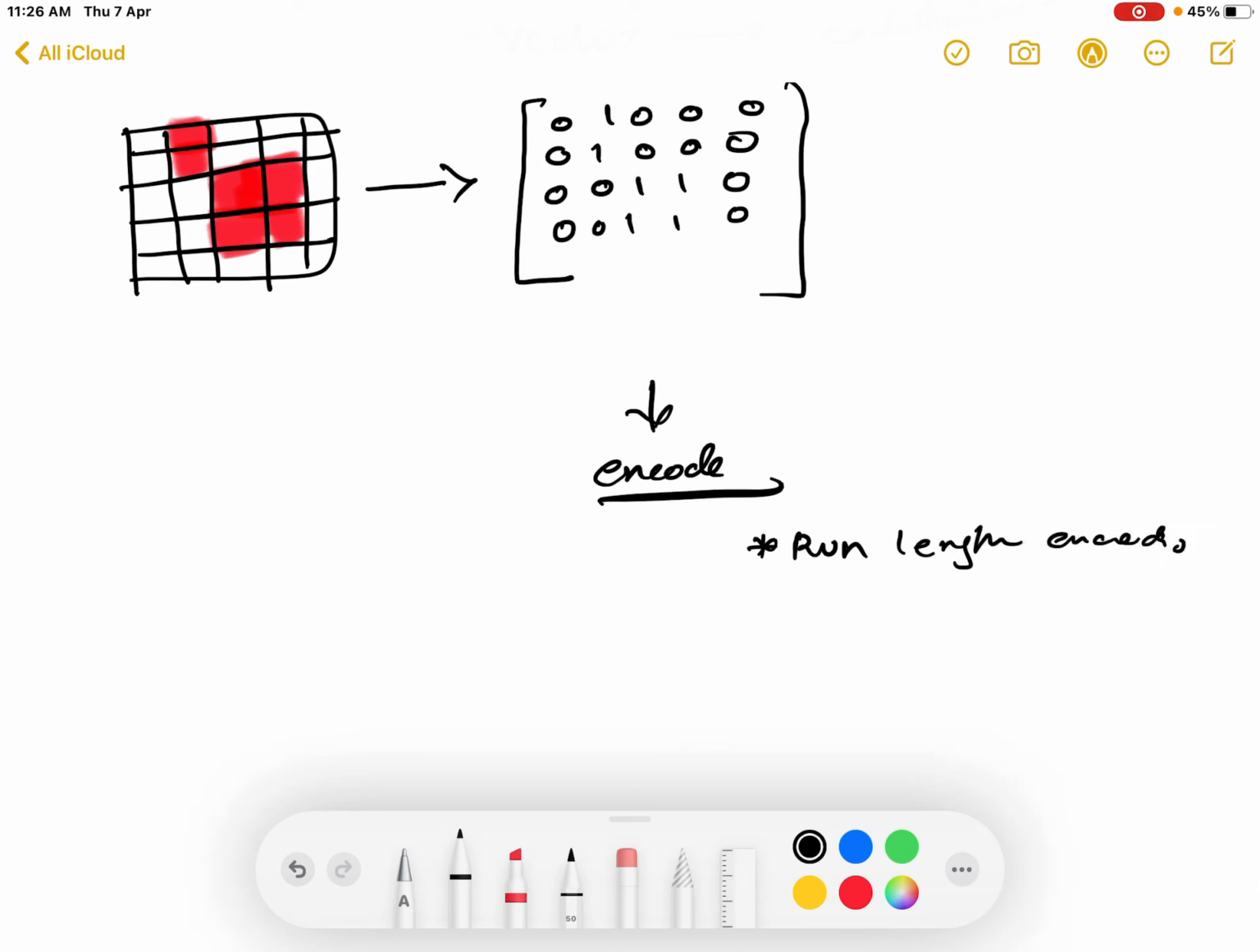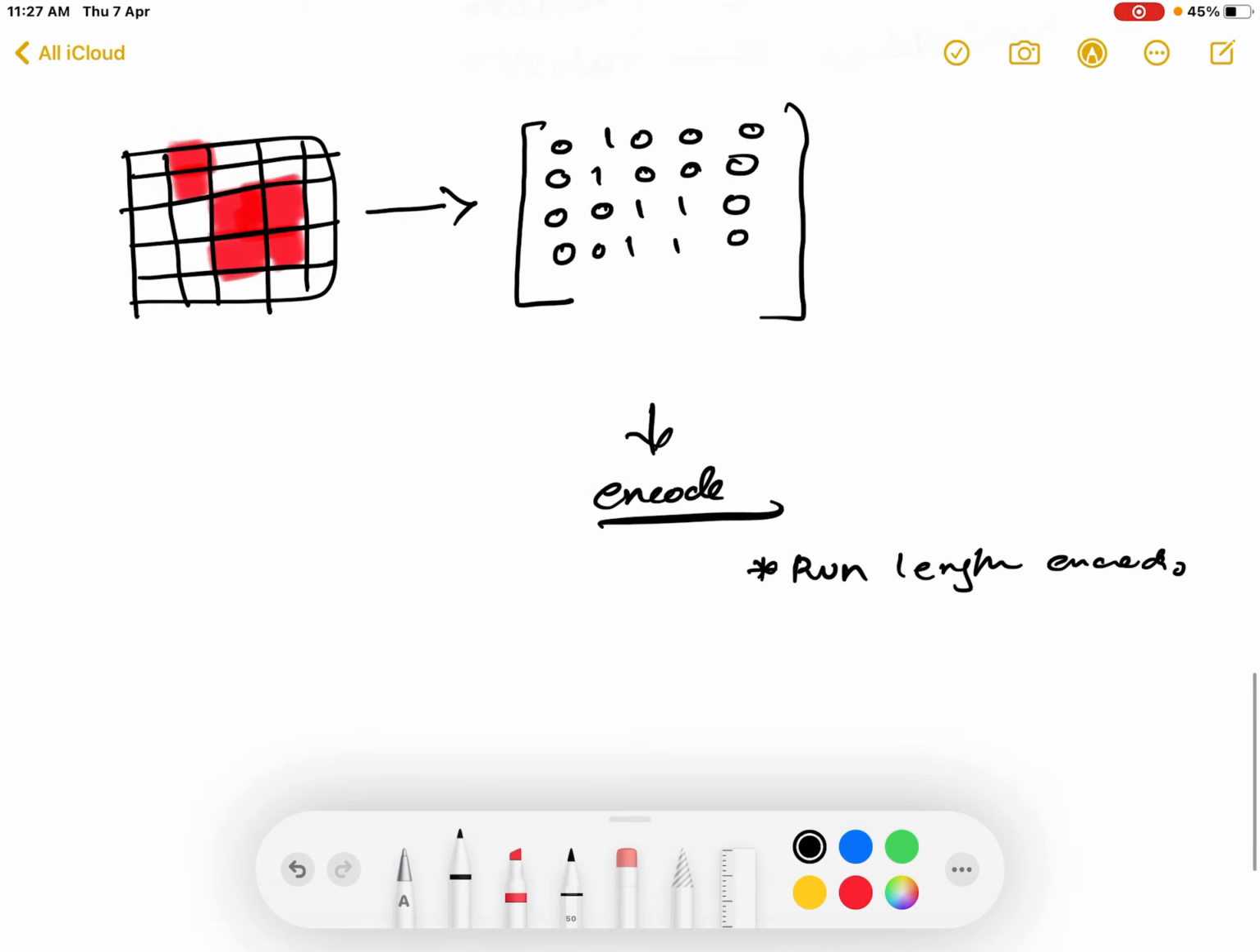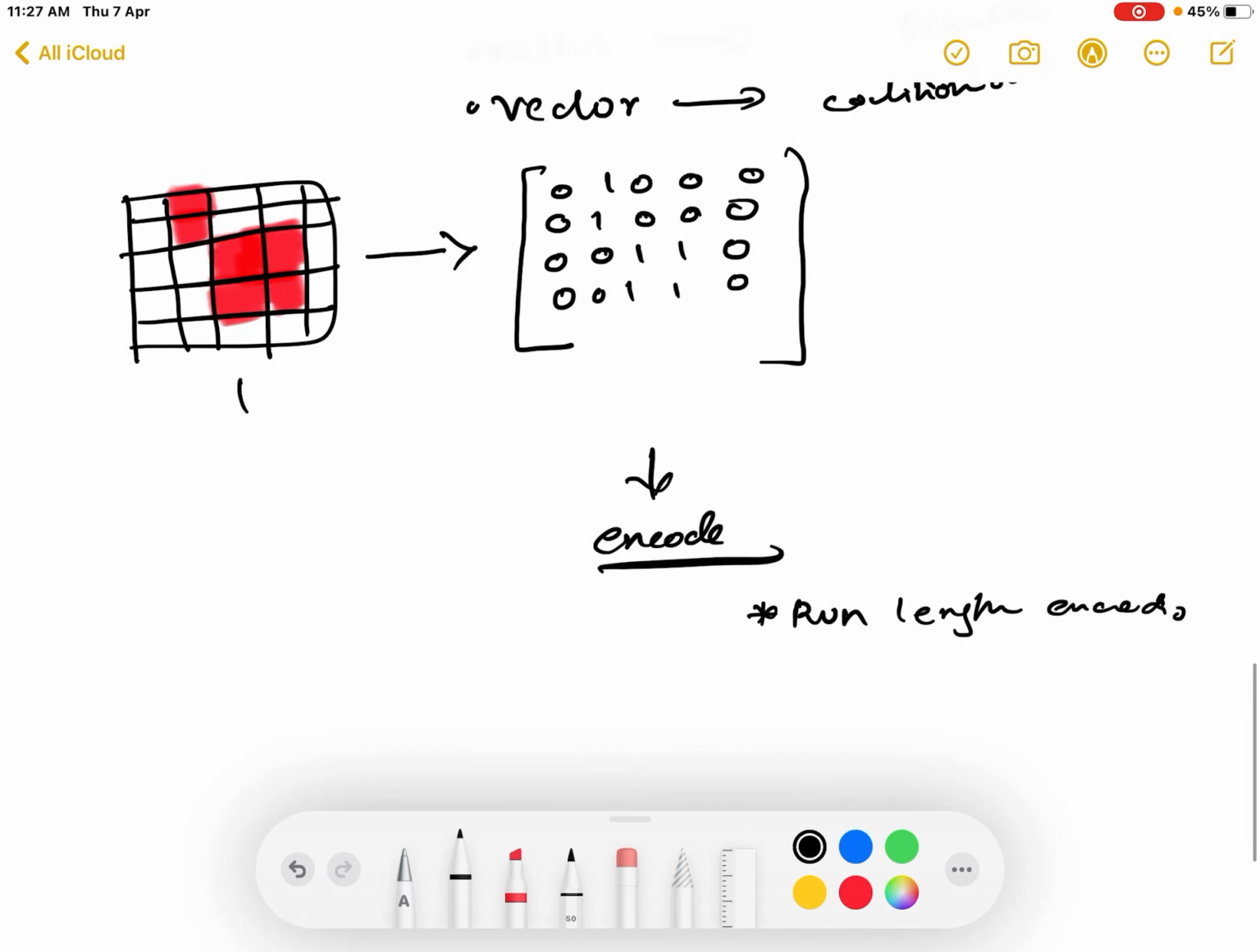There are different types of encoding. The first one is run length encoding. So how do we perform run length encoding? Run length encoding is performed in some way like this.